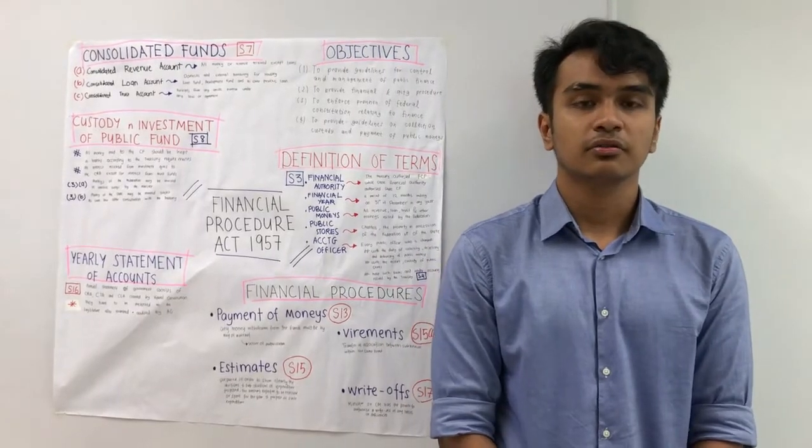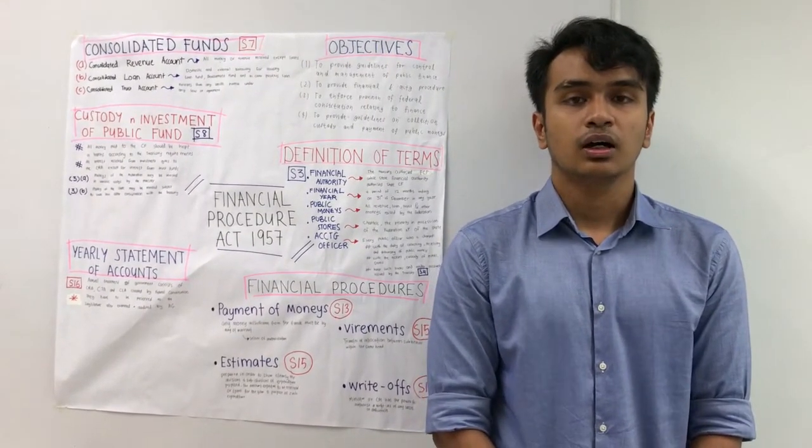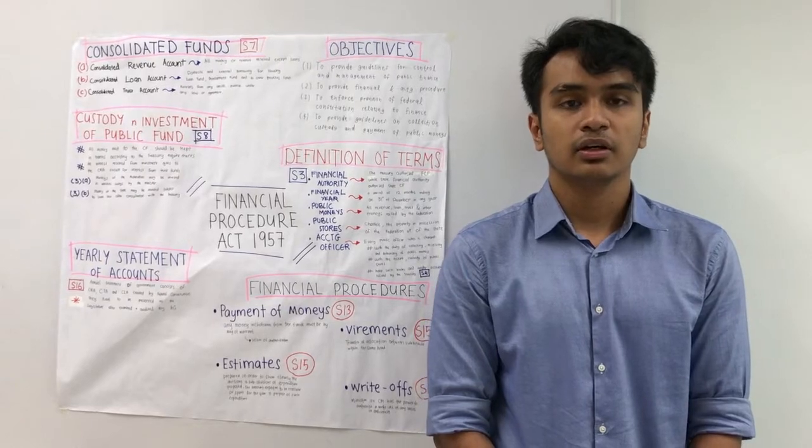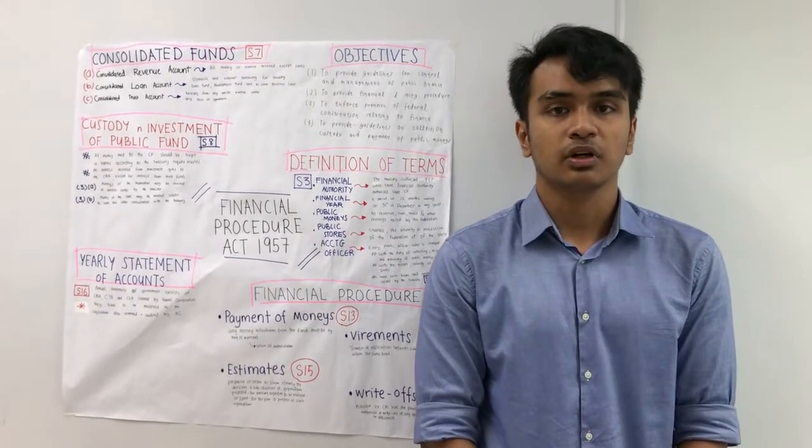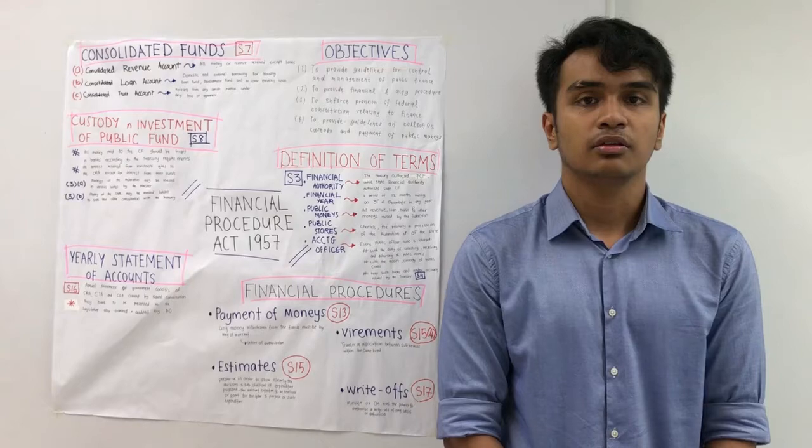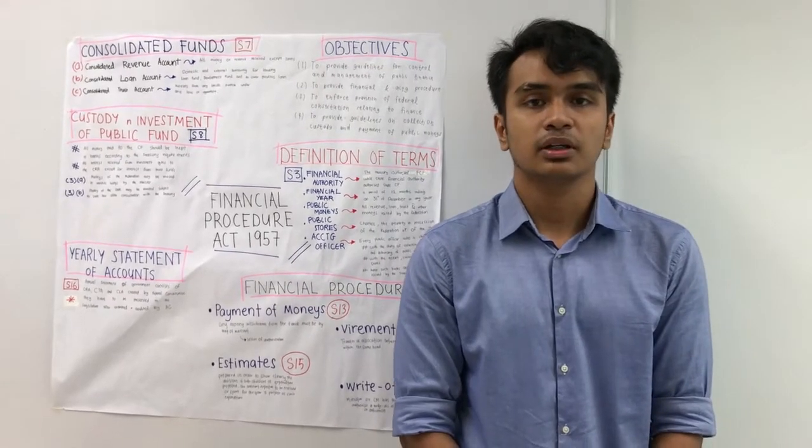Okay, so under section 4, the duties of the accounting officer are to keep the books and render any accounts which are prescribed and authorized by the Treasury.